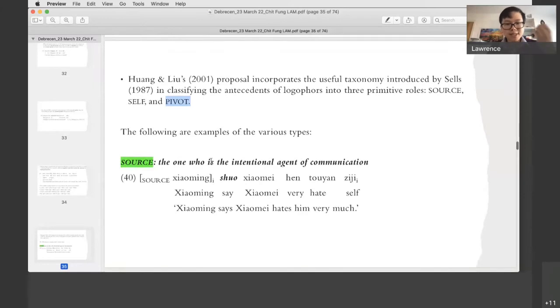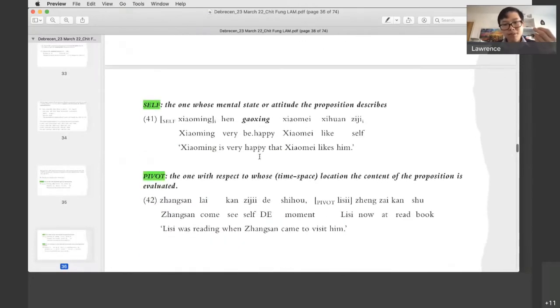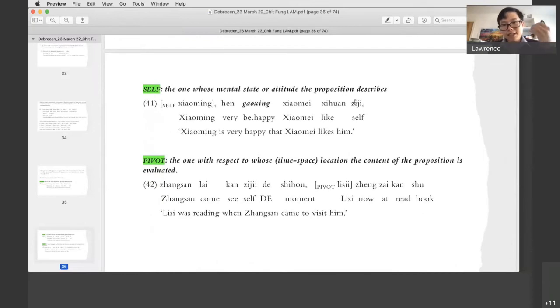All right. So what is a source? A source is the one who is an intentional agent of communication. Example in 40, Xiaoming says, Xiaomei hates self. I'm just focusing on the long distance binding relation here. Xiaoming is someone who said something, that's why we call this a source binding. Source is a type of logophor. All right, so it's the agent of communication. And then another label is self. For example, Xiaoming is very happy, that's Xiaomei likes self. Again, I focus on a long distance relation here.